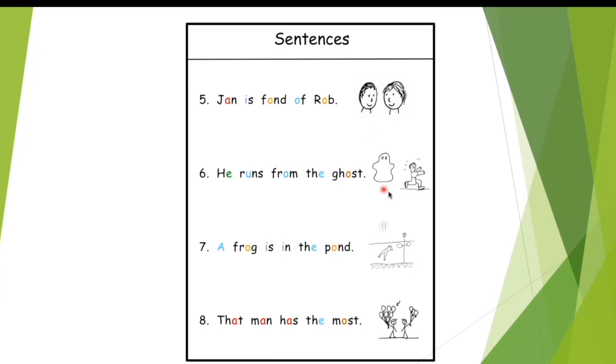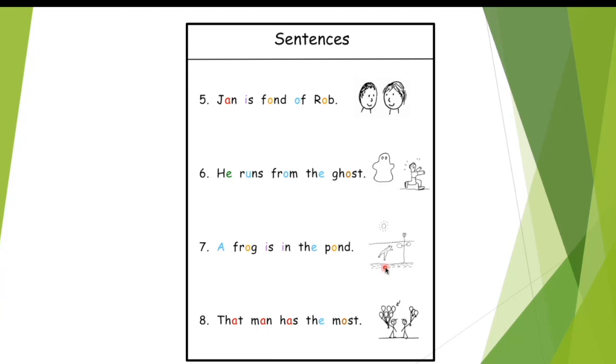All right. Now here for the next sentence, let's see, what do you think happens to this boy? The boy saw something and the boy was so scared. Yeah, or afraid. For us to know what the boy is seeing, let's read a sentence. He runs from the ghost. So this is a ghost. And look, the boy is so afraid or scared of a ghost, and he runs from it. Okay, next one.